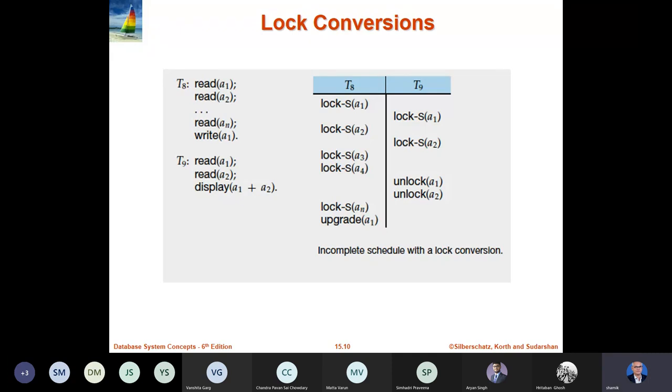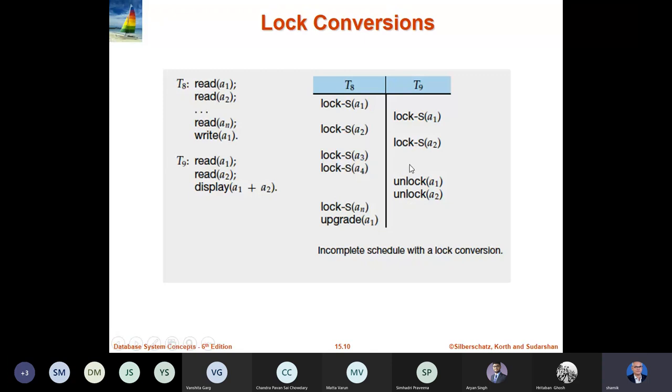But if you see that it takes A1, A2 locks, all of them up to AN, and then finally it does a write on A1. So it takes a shared lock on A1, A2 up to AN. Then update A1 means that the shared lock on A1 is converted into an exclusive lock on A1. Here it is only shared. So you see that this concurrency can occur because the display that it is doing is based on the original values of A1.